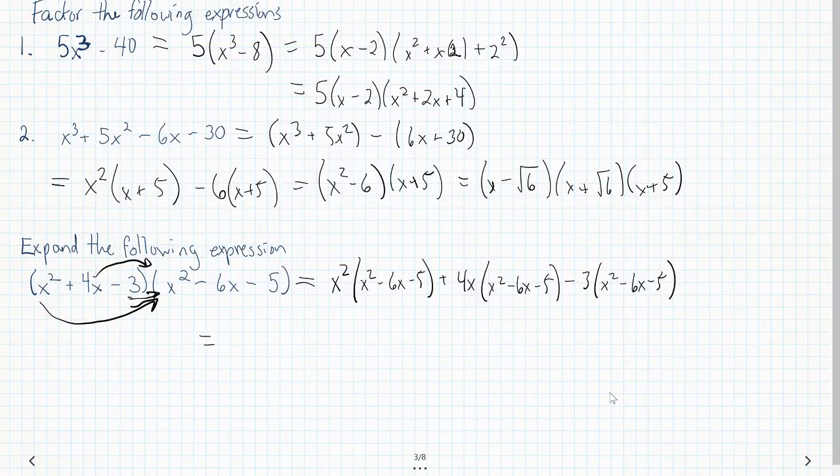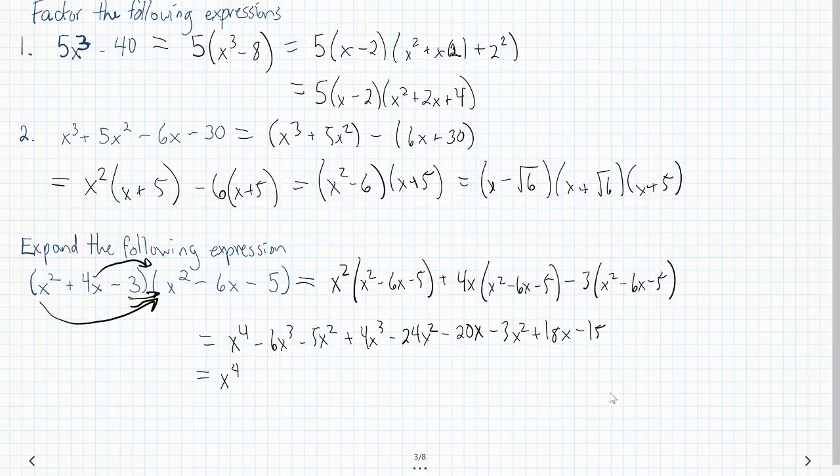So what does that mean? Well, in our first case, we'll get x to the 4th minus 6x cubed minus 5x squared. In our second case, we'll get plus 4x cubed minus 24x squared minus 20x. In our third case, minus 3x squared plus 18x minus 15.